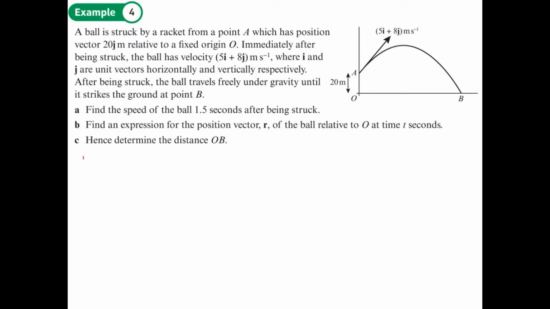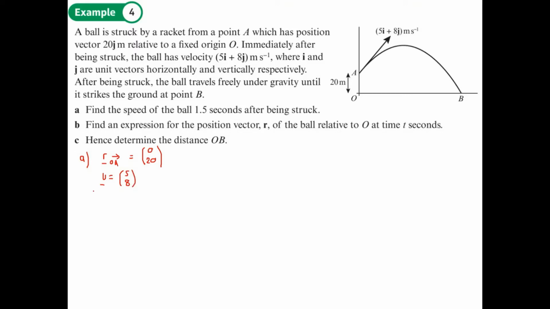So I'm just going to pick out information from this question because it's quite wordy. A ball is struck by a racket from a point A which has position vector 20j meters relative to a fixed origin O. Okay, so I could label that as position vector going from O to A, and they've told me that that's (0, 20), so that might come in handy in a bit. They told me the initial velocity is (5, 8).